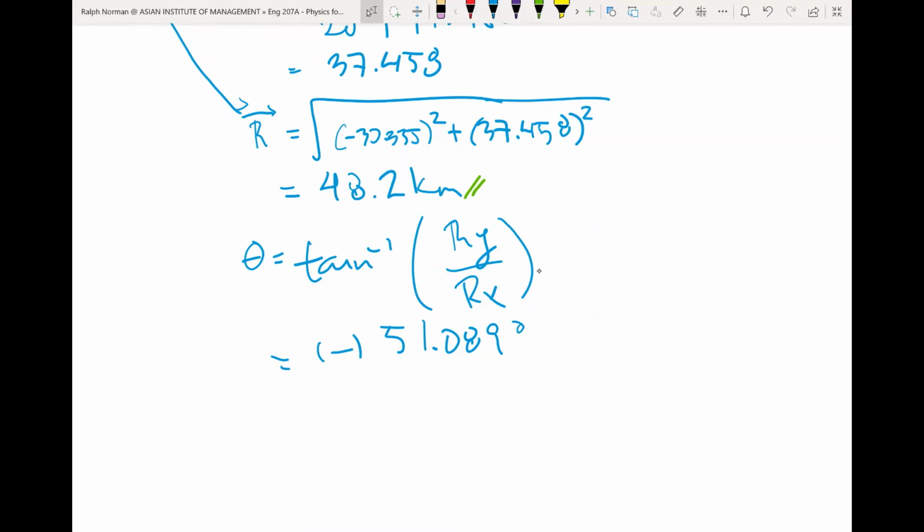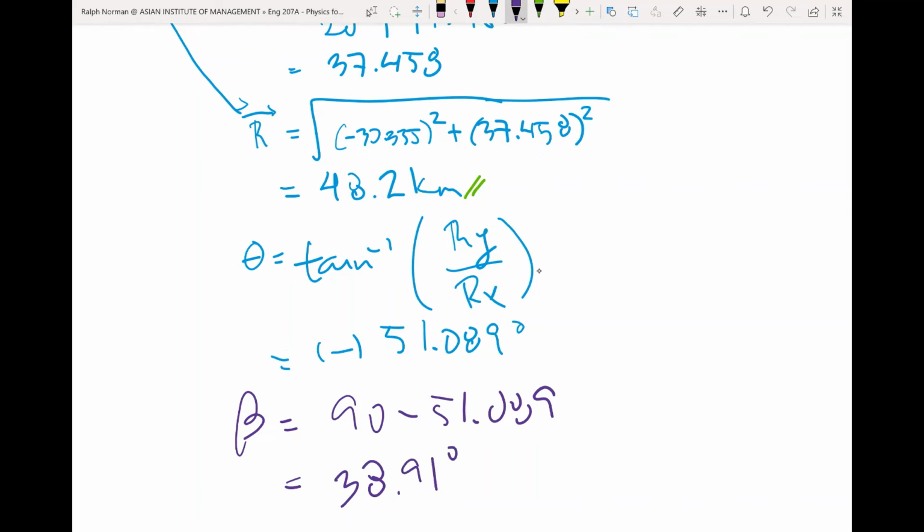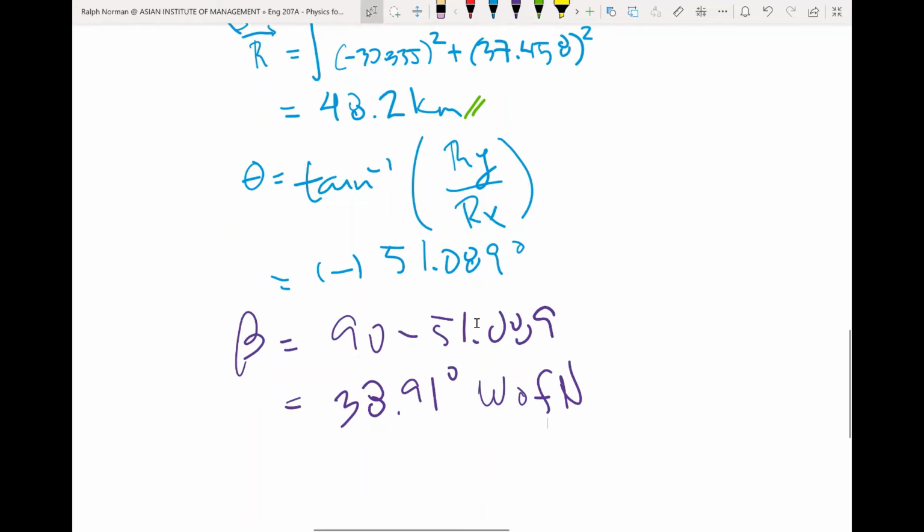But if I were to get yung beta, that will be 90 minus 51.089. Never minding yung signs dyan. It's just pointing out which direction yung turning niya. Okay, that would yield us what? 38.91 degrees west of north. All right. Hope you got that.